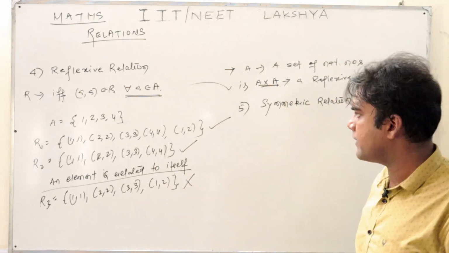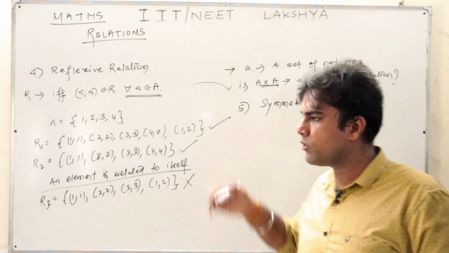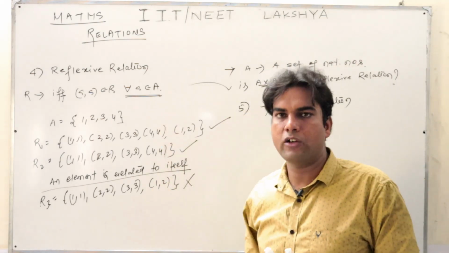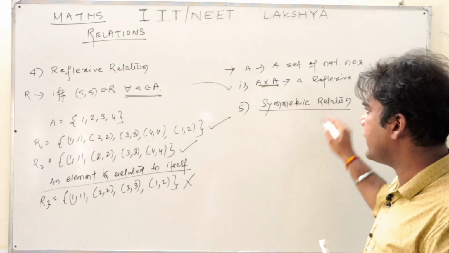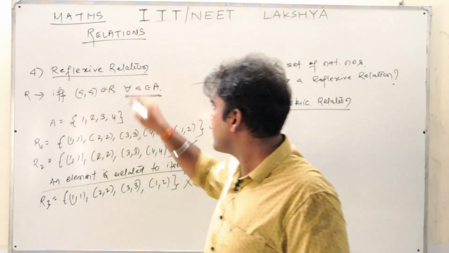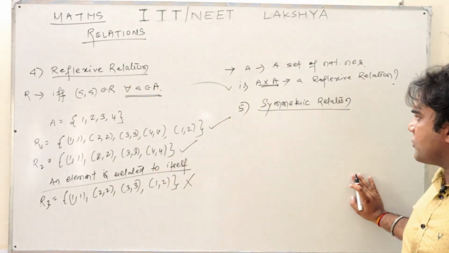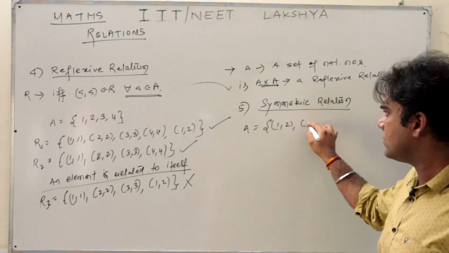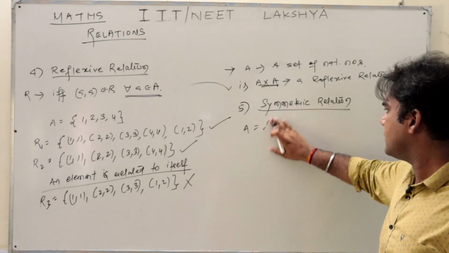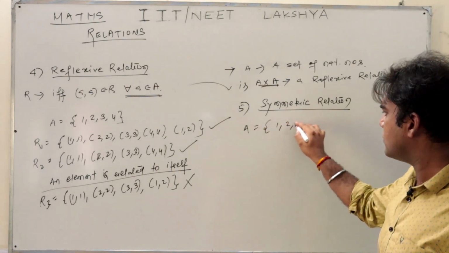Symmetric relation. More examples we will take, more depth questions we will take, but first let us try to understand the introduction part. Symmetric relation. Okay, symmetric relation. So symmetric relation means, let us say your set A is there, set A is 1 2 3 4.